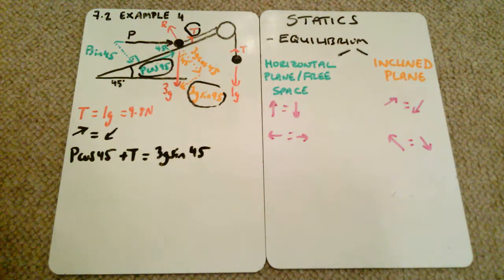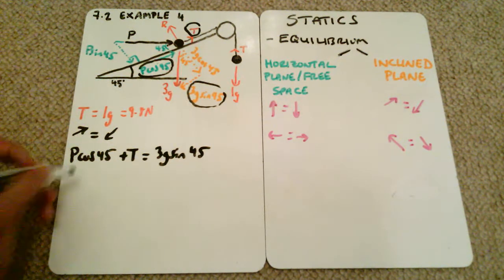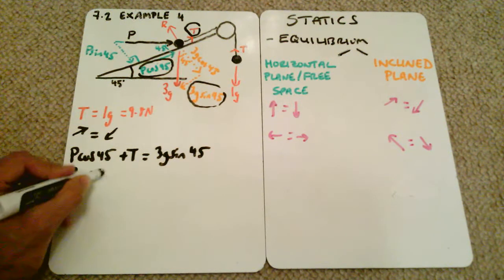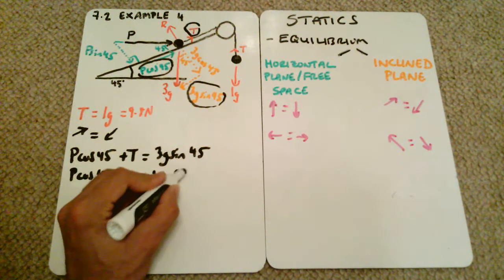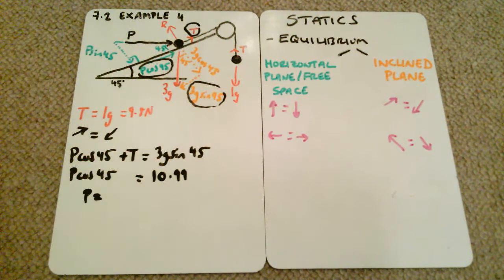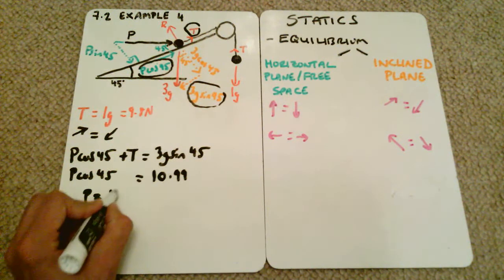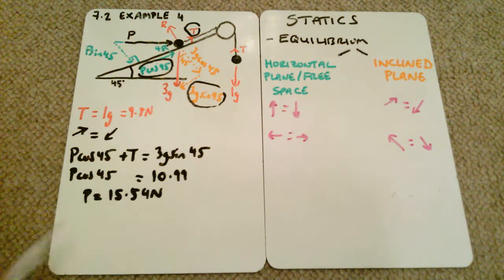Now that has two unknowns, but we know the value of T. We worked it out previously to be 9.8 over here. So we can say that P cos 45 is equal to 3g sine 45 minus 9.8, which is 3 times 9.8 sine 45 minus 9.8, equal to 10.99. And if we divide that by cos 45, we get a value for P equal to 15.54 newtons. We have our value for P. That was looking at the forces parallel to the slope.